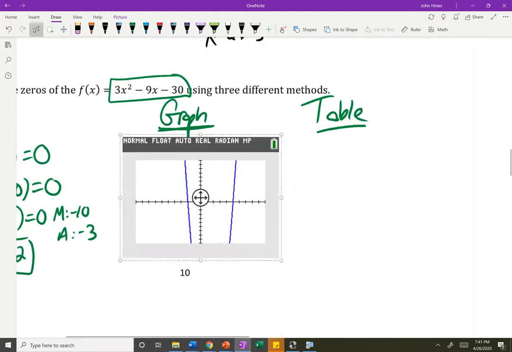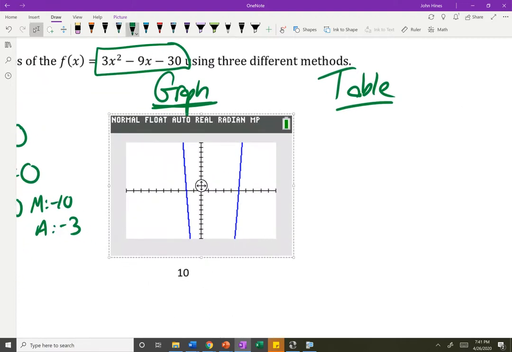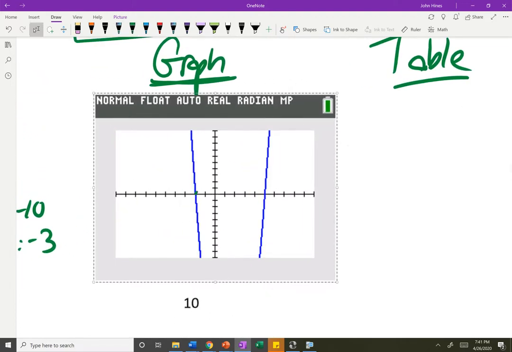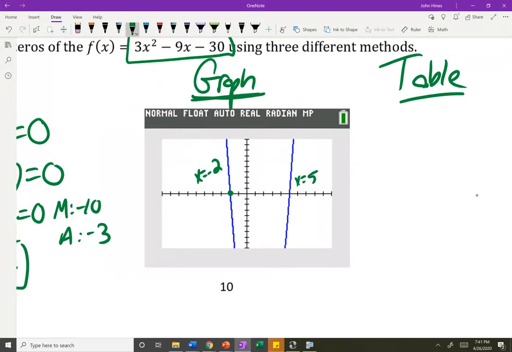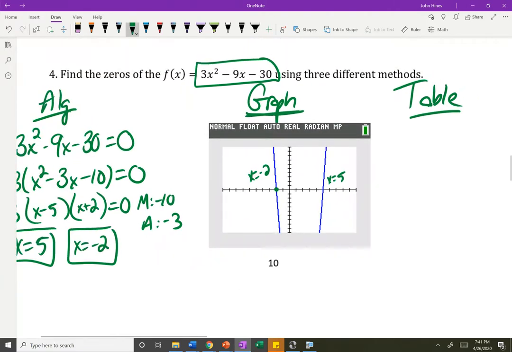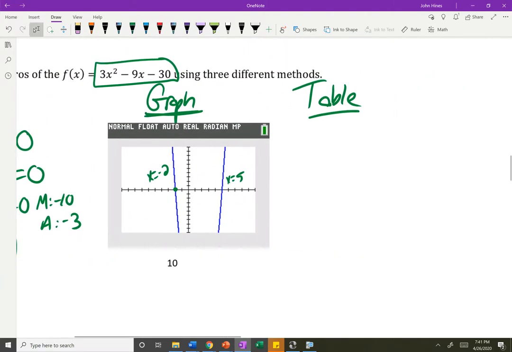Where are my zeros? My zeros are where I hit the x-axis. So here we go. X equals negative 2, or 1, 2, 3, 4, 5, x equals 5. Done. That was a whole lot faster than factoring. I threw it into my calculator and looked at where I hit the x-axis.